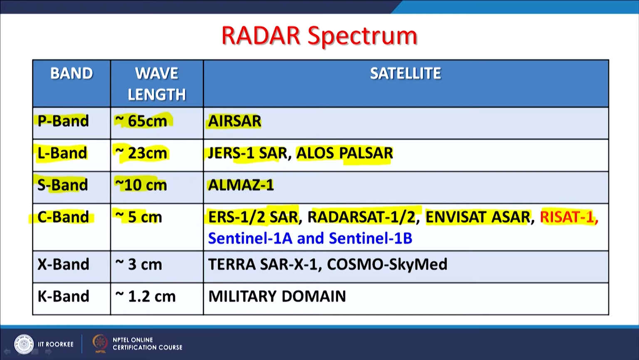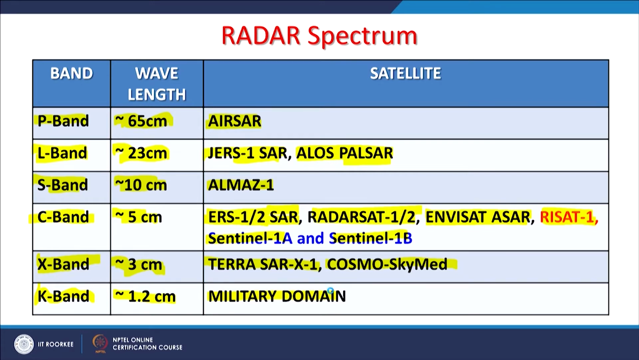RISAT, which is our own Indian remote sensing satellite, was also functioning in C band. Then Sentinel 1A and 1B are very much functional, and they too use C band. Now X band has also been used. Again we are going for a shorter wavelength, that is 3 centimeter, and TerraSAR-X and Cosmo-SkyMed use this band. And then finally the K band, which is about 1.2 centimeter and which is in the military domain.